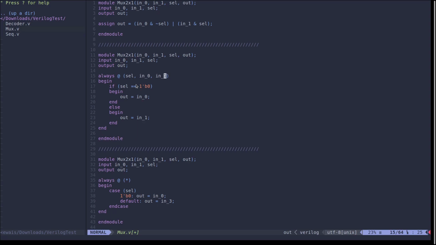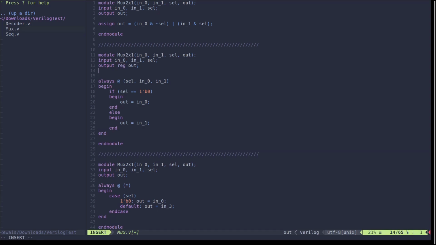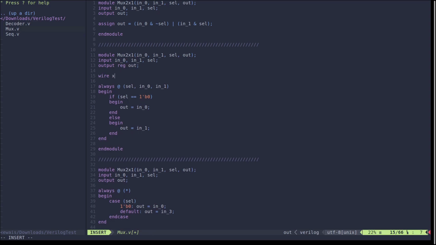Now, a third note: any signal that is written to in an always statement must be defined as a reg. So output reg. If it was originally a wire, say wire X, then instead of a wire, it has to be reg X. If it's an output, it has to be output reg X.